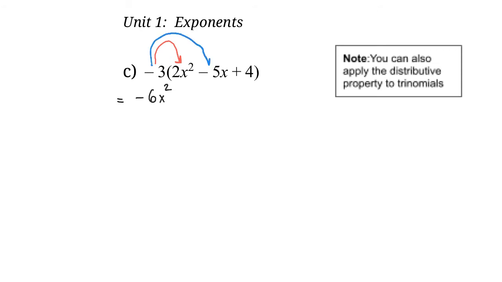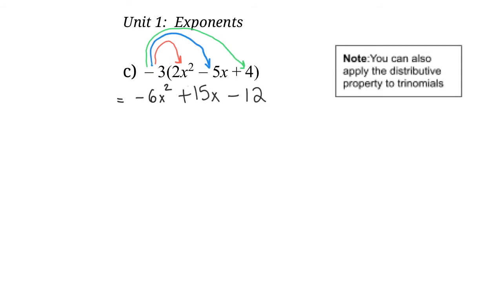-3 multiplied by -5x. So let's just worry about the numbers. -3 times -5 is a +15. And we have the x attached to the 5, so you should also have an x attached to your answer of 15. And then we're going to go to the last one, -3 multiplied by +4. -3 times +4 is -12.